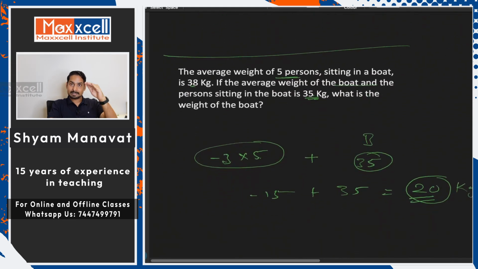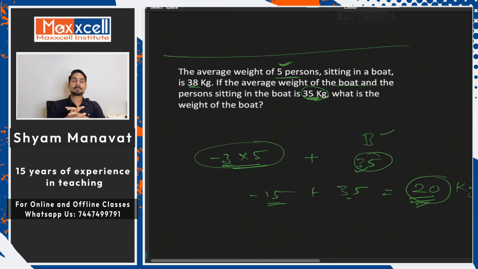Now when it is reduced, because the average is reduced by how much? 3. Of how many people before the boat, except the boat? 5. So minus 3 into 5, minus 15. After reducing the average, because the boat is part of it, what is the average now? 35. So after equal distribution, the boat must be having 35. So before distribution, the boat must be having 35 minus 15, 20. Did you understand this?